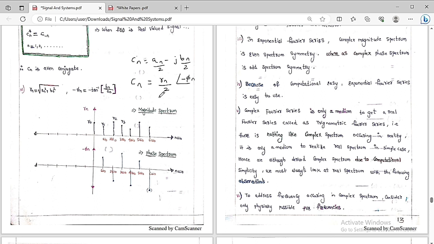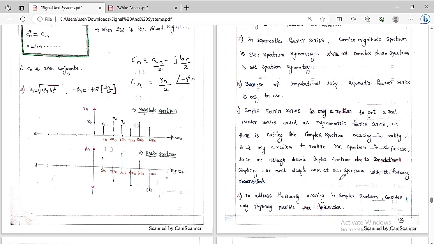See, in reality, there is nothing like a complex magnitude spectrum or complex phase spectrum, but there is only the real phase spectrum and the real magnitude spectrum, which we can easily get from the exponential Fourier series. Therefore, the complex Fourier series is only a medium in order to get a real Fourier series, which is called the trigonometric Fourier series. That is, there is nothing like complex spectrum occurring in reality. It is only a medium to realize the real spectrum in a simple case. Hence, we derive complex spectrum due to computational simplicity.